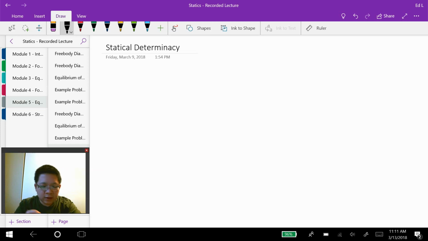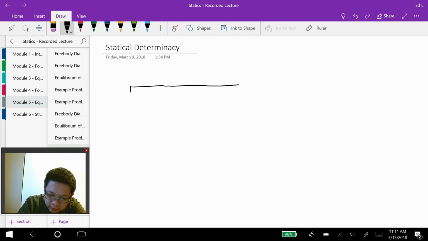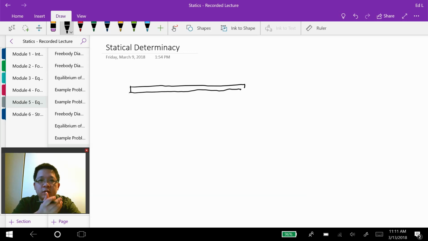Let's say right now we have this beam located in a two-dimensional plane. My question to you: what type of constraint do I need to include in my beam such that the beam is stable? In other words, what type of reaction support do I have to put on my beam such that those reactions can prohibit the rigid body motion of that beam?